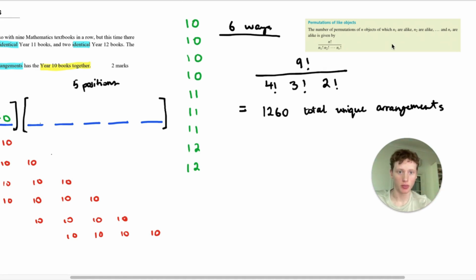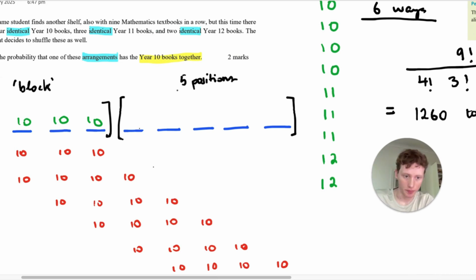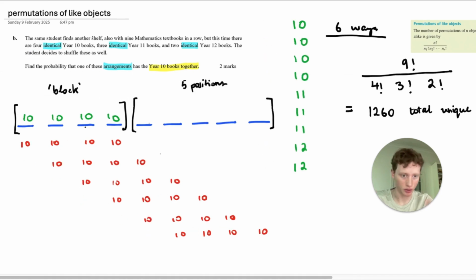If you're interested, the formula I've used there is the permutation of like objects. If that's not something that you've used in Victoria, apologies for that, but that's what we'd use if this was Queensland Year 11. Now to finish this off, we've got the total number of arrangements, and we've got how many ways you can build a block of 4 Year 10 books. Now we've got to figure out, if we've got our block of Year 10 books, how can we arrange the other 5 positions, and how many unique ways can we arrange them?